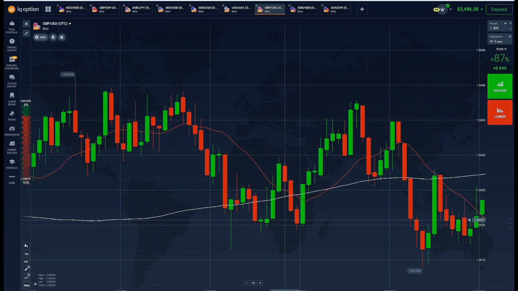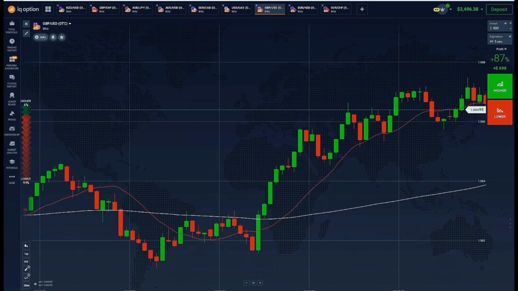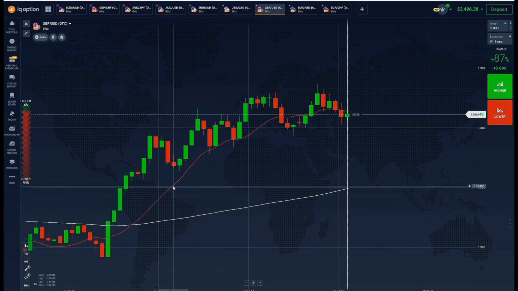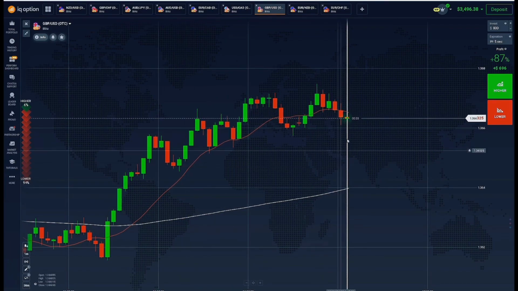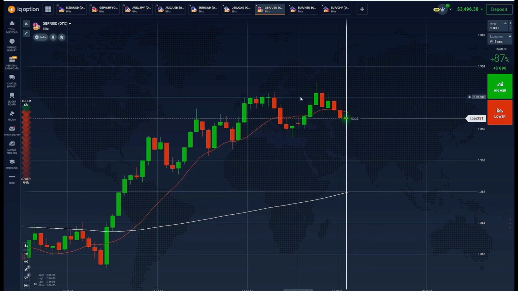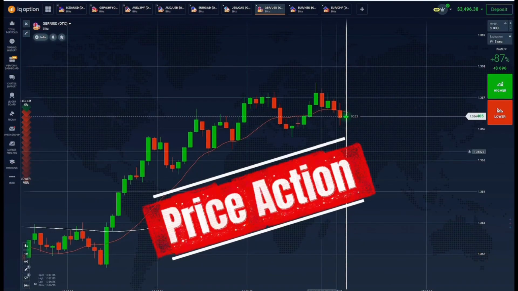And in this kind of market, we are looking for buying opportunities because the red is above the white. Having achieved this is what we are going to be using to trade. Now that's the first one. The second thing to look out for is price action.